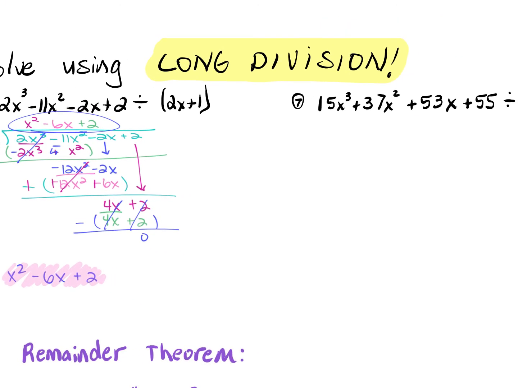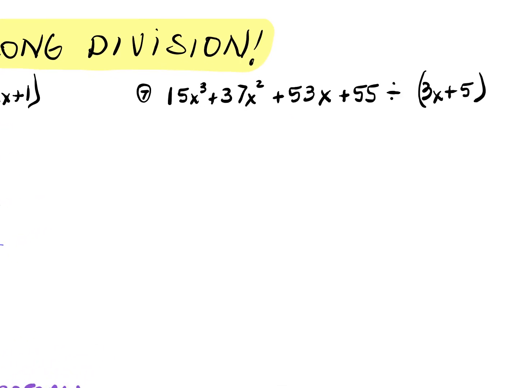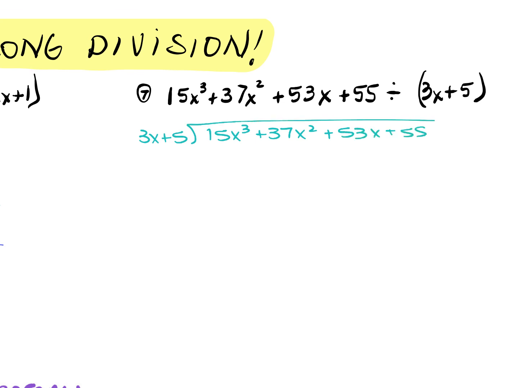For number 7, we have 15x cubed plus 37x squared plus 53x plus 55 divided by 3x plus 5. Again, all of your powers are represented. You don't have any holes there, so put the 3x plus 5 on the outside. The 15x cubed plus 37x squared plus 53x plus 55 goes on the inside. The 3x times what is 15x cubed? 5x squared. So multiply it by the 3x and the 5. That gives you 15x cubed plus 25x squared.